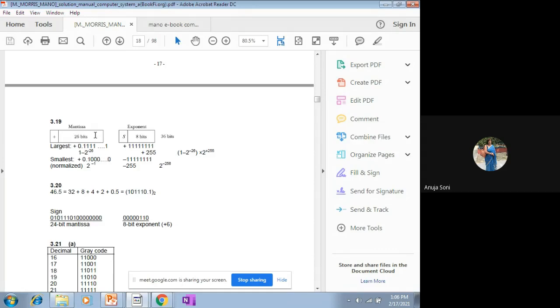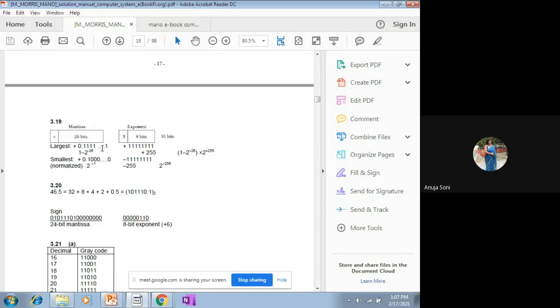So when all values are 1, then the mantissa will be the largest. It will be 0 point all ones. So this value will be the largest. Now when we convert it to decimal, it will be 1 minus 2 raised to power -26. You can also stop here at 0 point all ones.